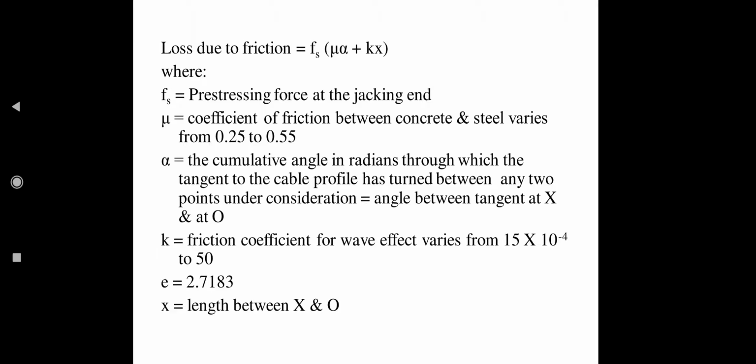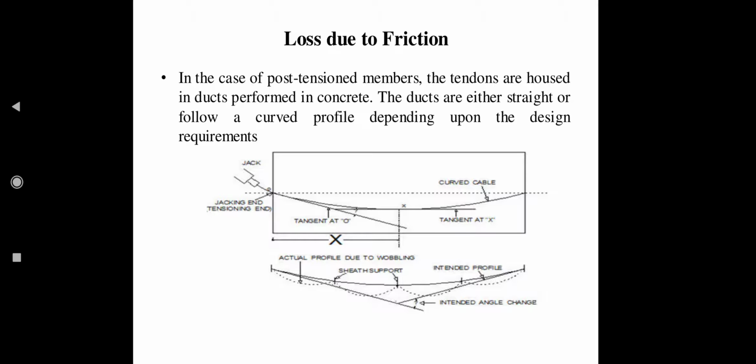And K is the frictional coefficient for wave effect, which varies from 15 into 10 to the power of minus 4 to 50. e is equal to 2.7183 and x is the length between x and O. So x is the length from this end to this end.